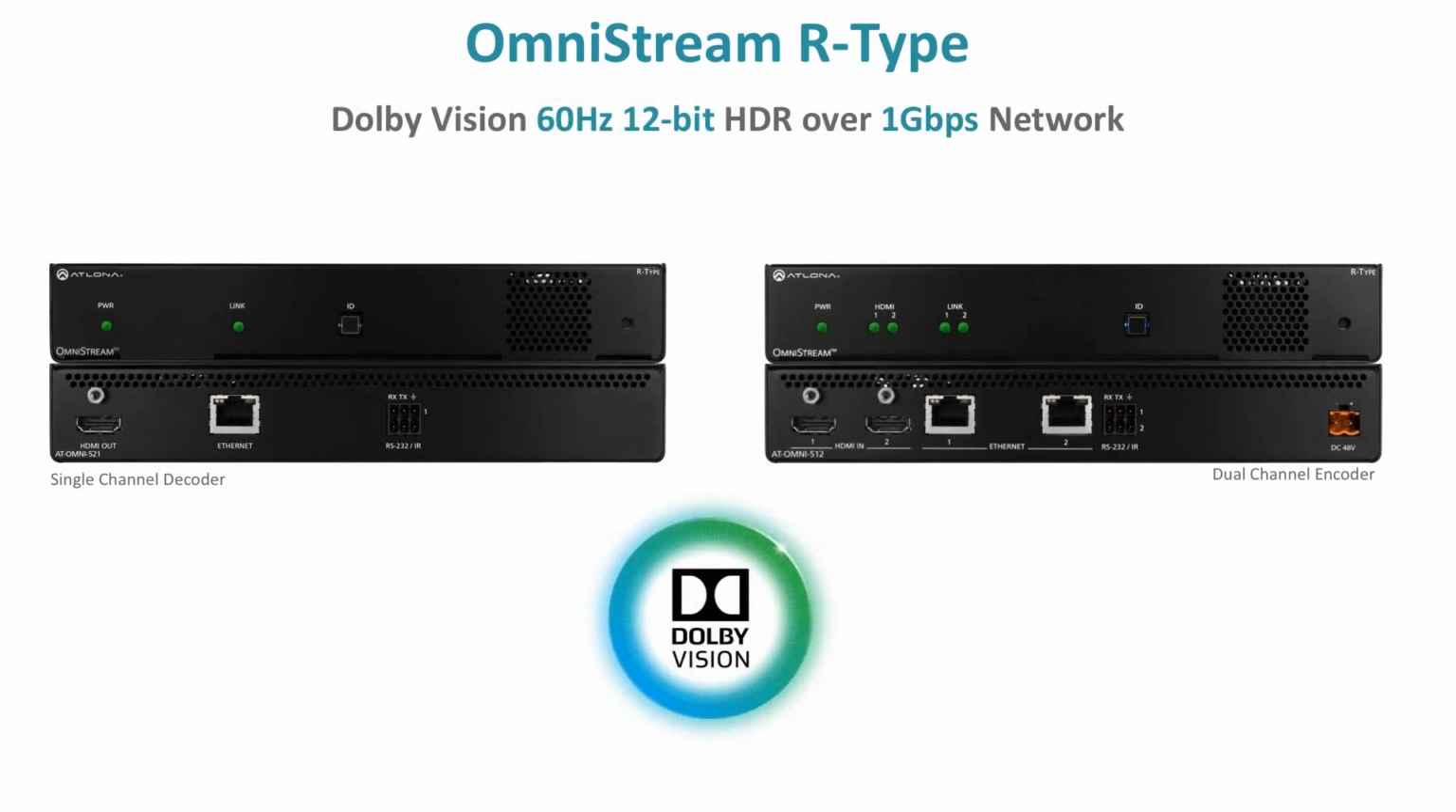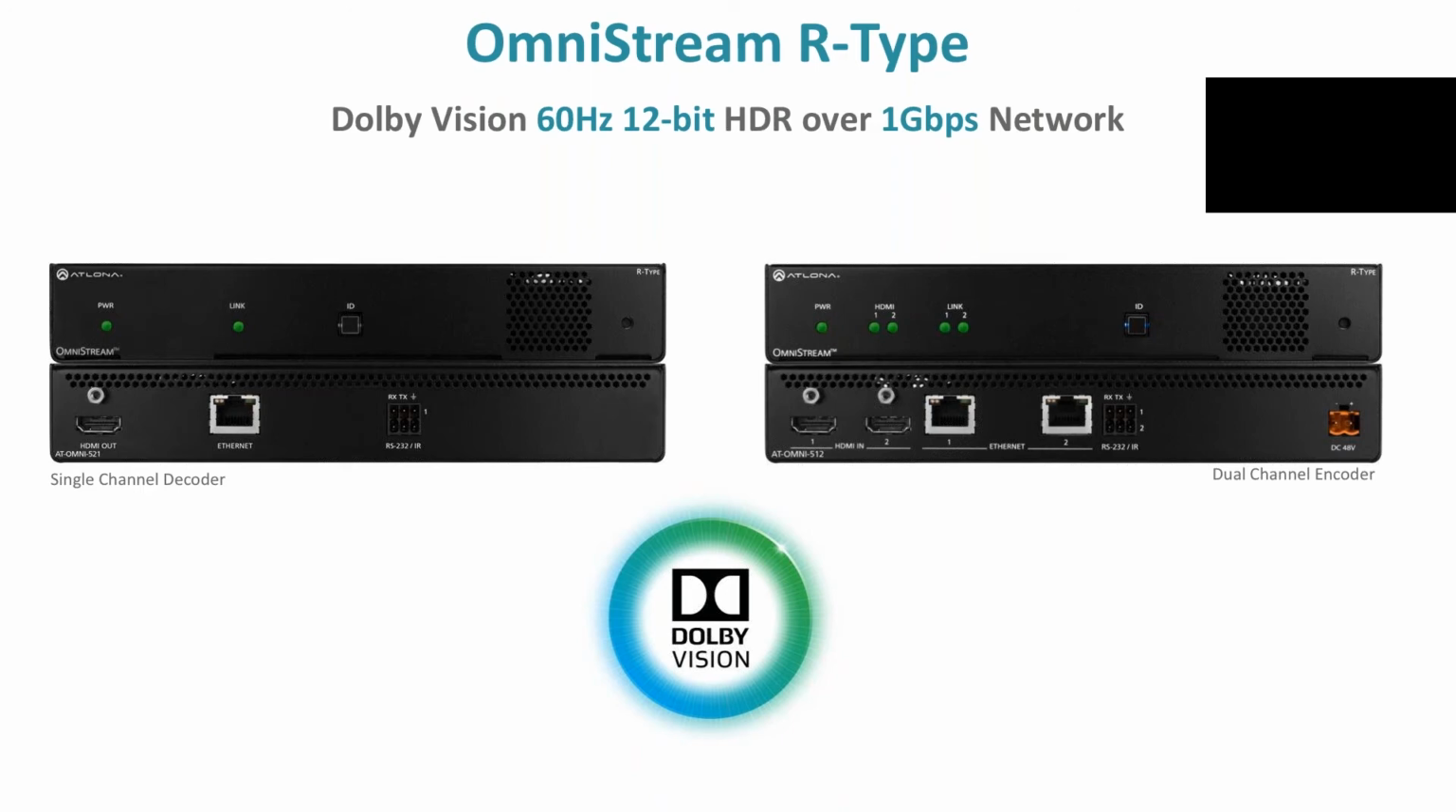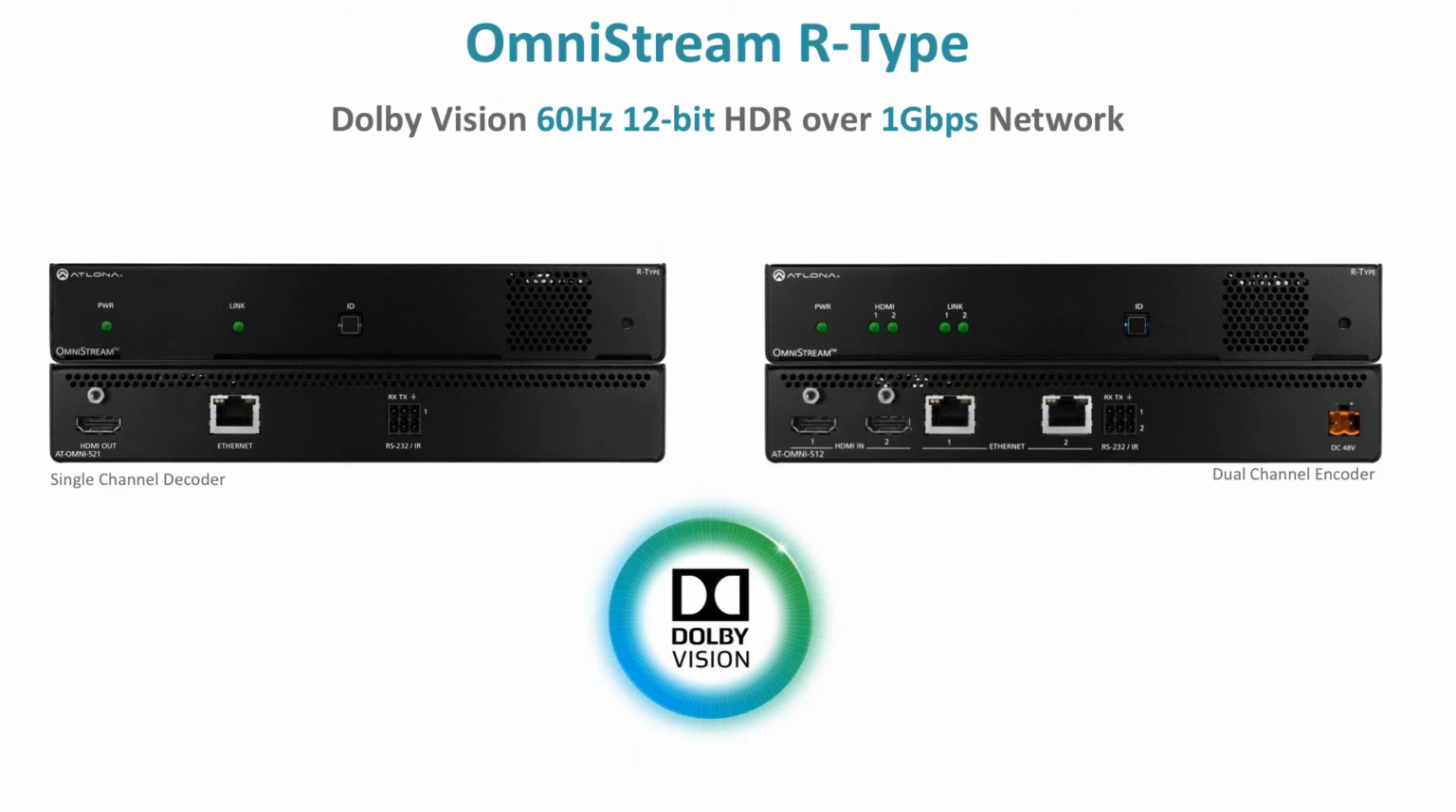And OmniStream R-Type is for sending HDR content, Dolby Vision, over a network. It has the exclusive rights to this currently, to sending Dolby Vision 4K60 12-bit HDR over a single gigabit network.